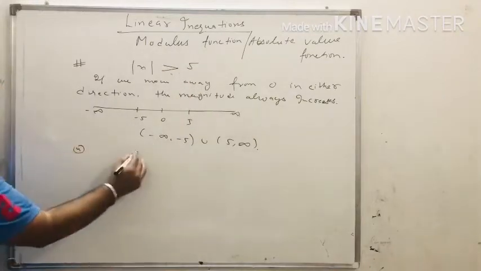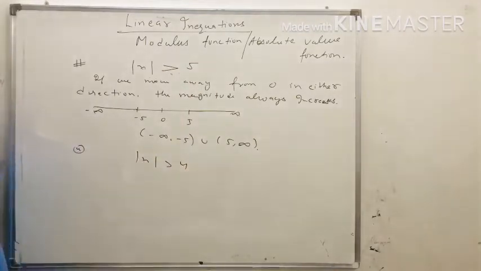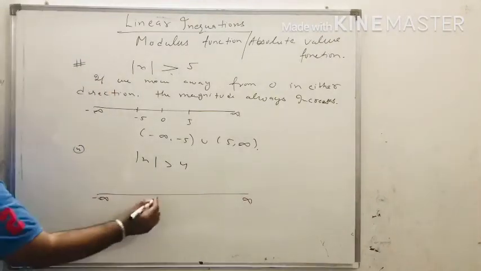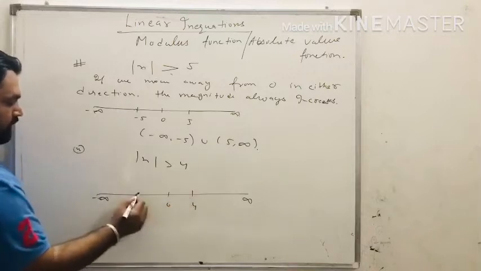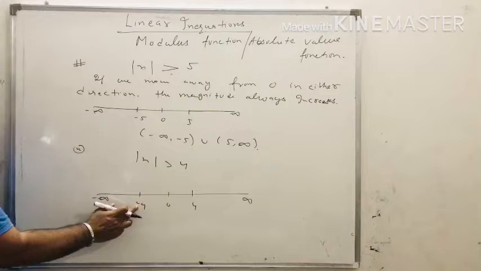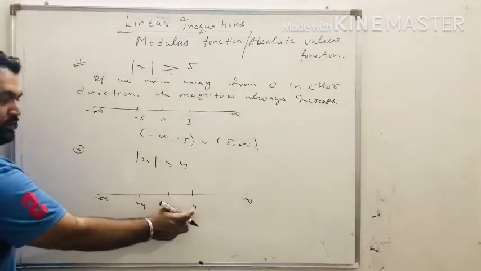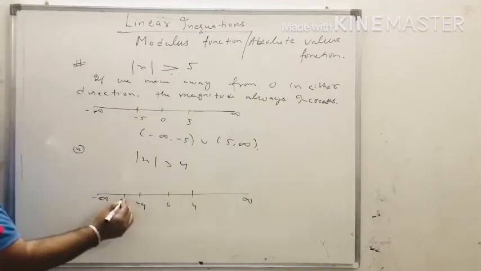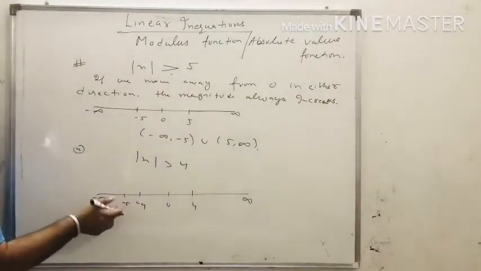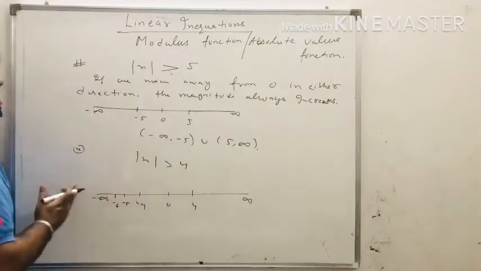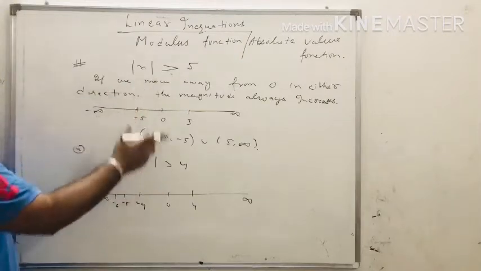For example, modulus x greater than 4. Greater than 4 means 4 and minus 4. The magnitude of minus 4 is also 4. The magnitude of 4 is 4. The magnitude of 5 is 5. The magnitude of 6 is 6. The magnitude of minus 5 is again 5. The magnitude of minus 6 is again 6. So whenever we move away from 0, the magnitude always increases.